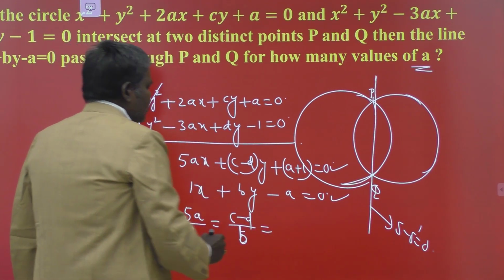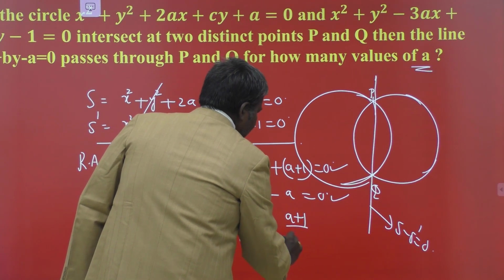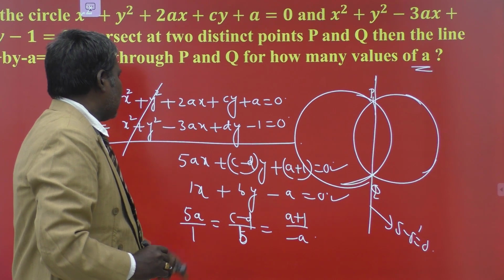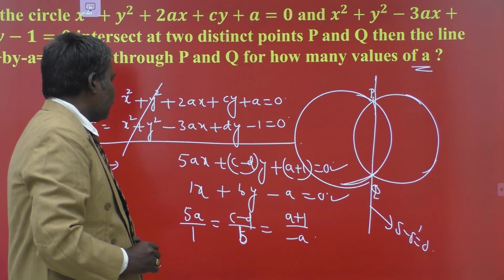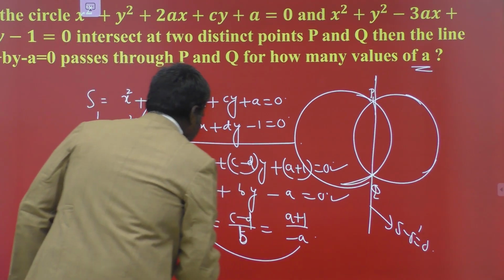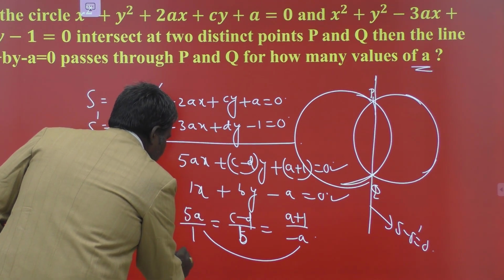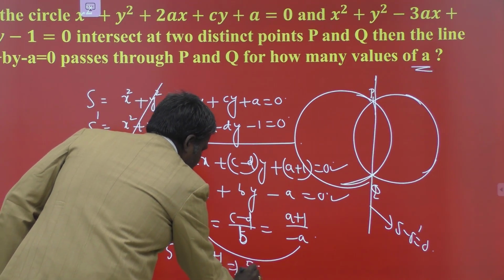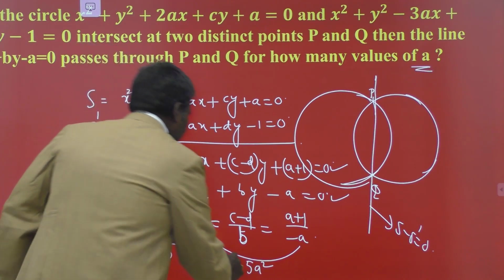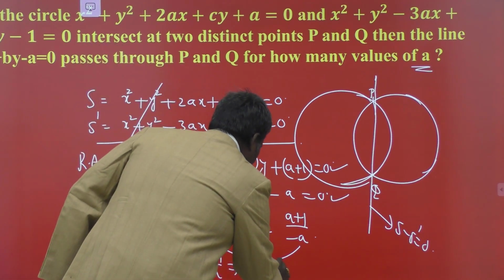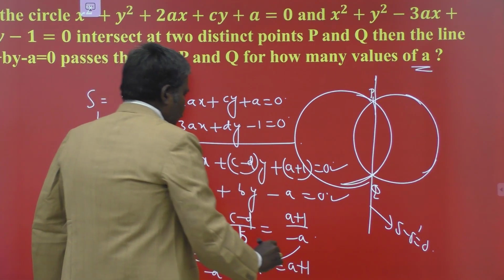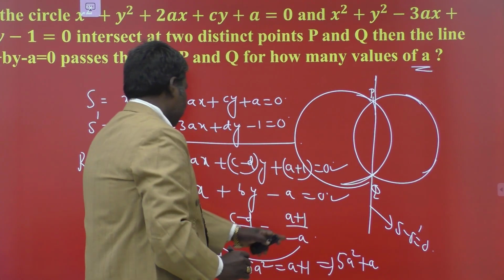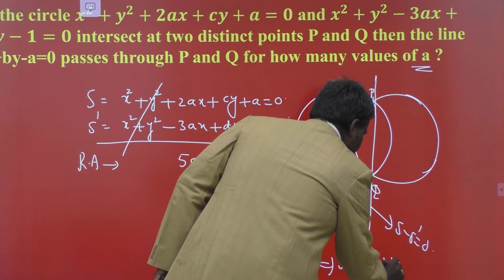c minus d by b is equal to (a plus 1) by minus a, because their coefficients are proportional. Equating first and last, we get 5a is equal to (a plus 1) by minus a, which implies 5a squared minus... 5a squared is equal to a plus 1. That means 5a squared plus a plus 1 is equal to 0.